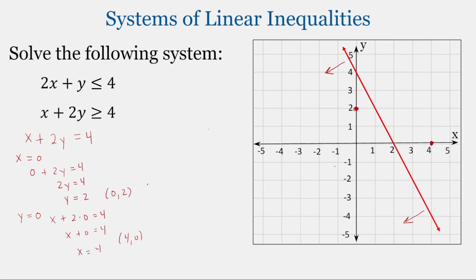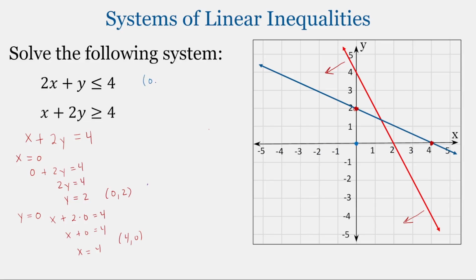We have 2 points, and all we need are 2 points to graph our line. So let's draw that boundary line. This boundary line is also a solid line because this is greater than or equal to. All these ordered pairs that are on the line are solutions to this inequality. And then as before, we need to pick a point on each side of the boundary line to determine which side to shade. So let's pick 0, 0 for one side.